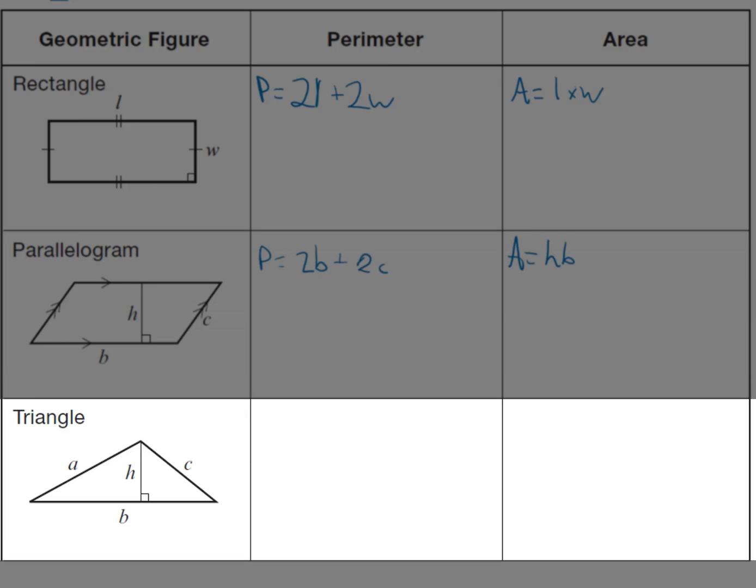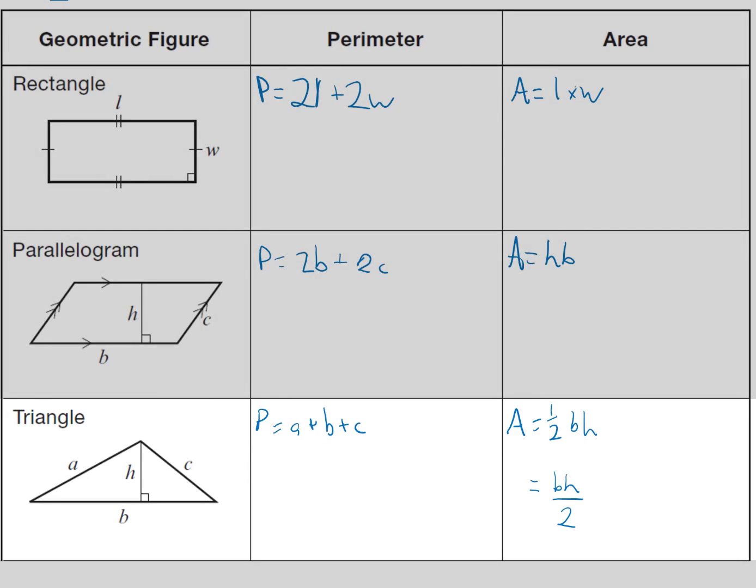Triangle, our perimeter is just A plus B plus C. That's our perimeter. Area is equal to, well, there's 2 different ways that I've seen this written. 1/2 times base times height, or BH. Or sometimes people write B times H all over 2. Either way, the math will work out. It's just 2 different ways to write it.